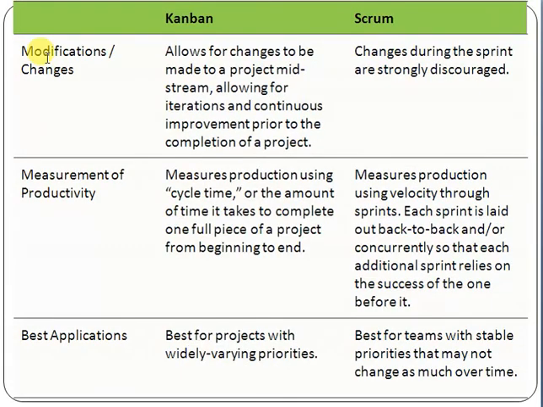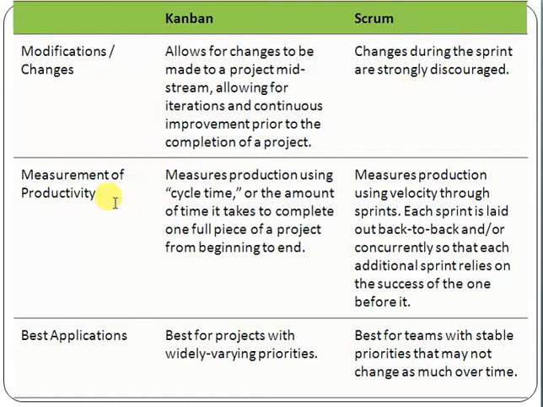Modification or change management. Kanban allows for changes to be made to a project midstream, allowing for iteration and continuous improvement prior to the completion of a project. In Scrum, changes during the sprint are strongly discouraged. Once the sprint has started in the Scrum framework, it will completely discourage you from making any change in the scope of work.